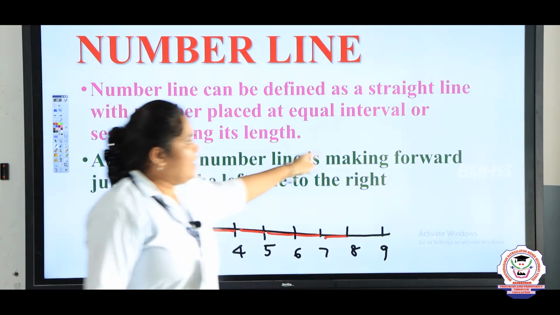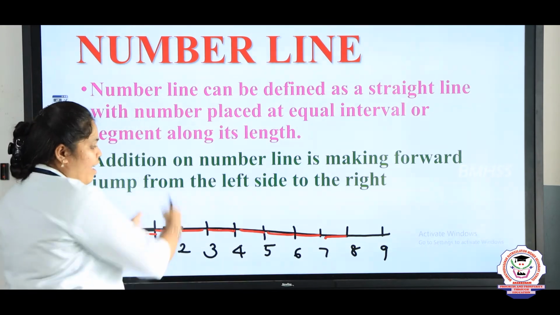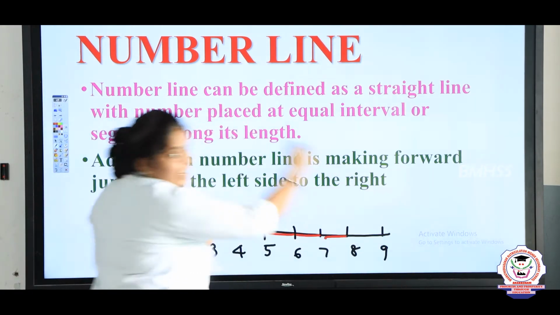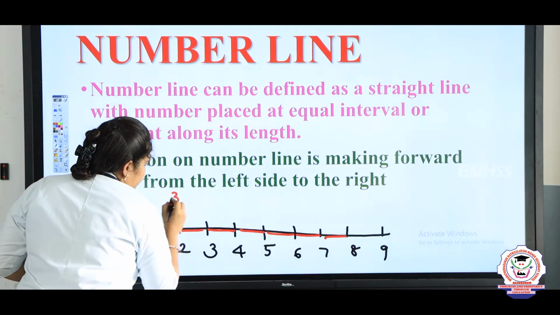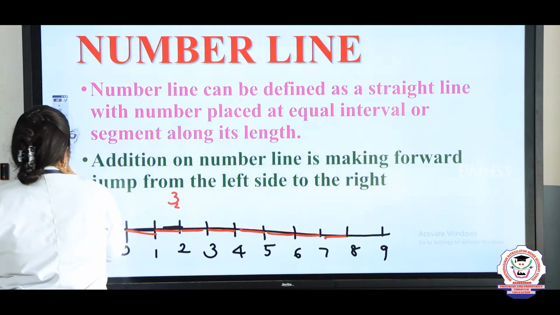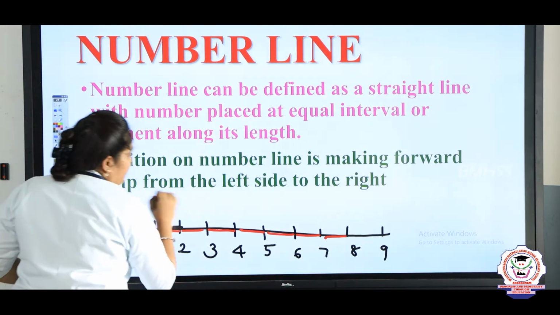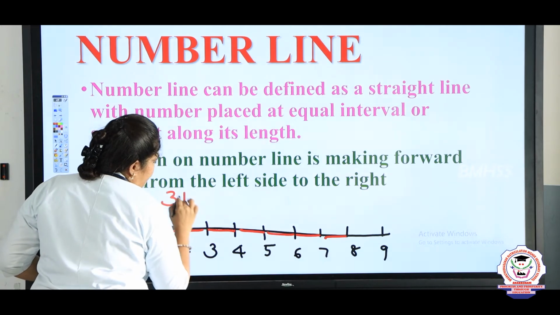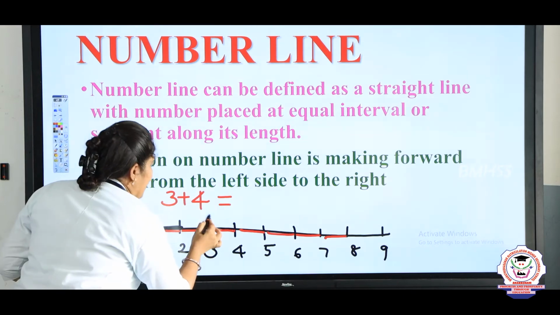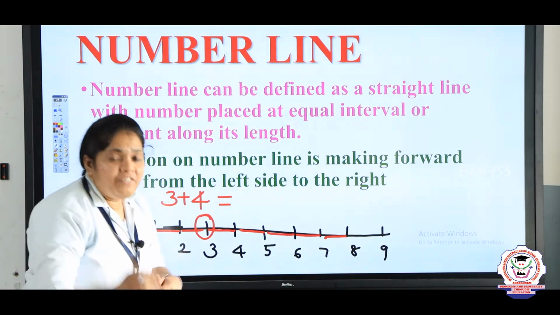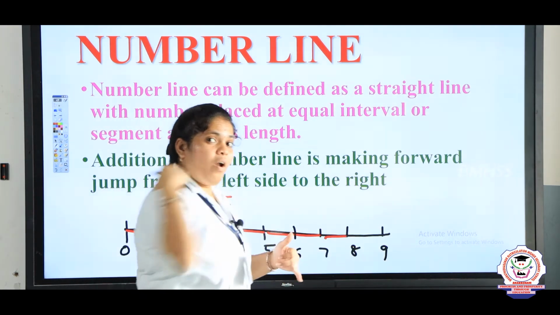Adding on a number line is making a forward jump. So, a forward jump from your left hand side to your right. So, if they give the number as 3 plus 4, we should first mark the number 3 here. After that, we should make a jump towards forward or backward.